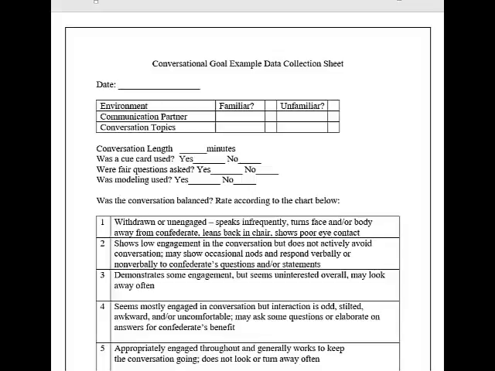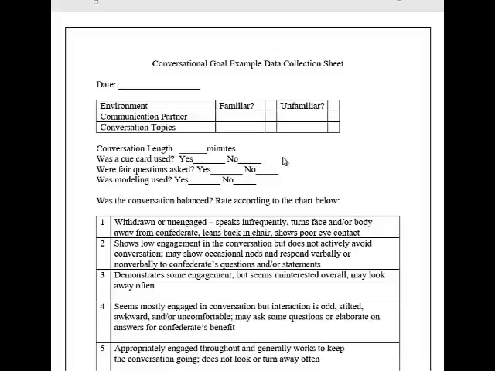So this is an example of a data collection sheet that we created for Amy. And remember we talked about the idea of her communication partner being familiar or unfamiliar, and that would be important information for us, because we're thinking that an unfamiliar communication partner is going to be more challenging. And the same with the conversation topics. Something familiar is going to be easier than something unfamiliar. We also decided that we wanted to keep track of the conversation length, because that extended engagement was our goal. So it would be important to know if we were making progress in that area of having longer conversations.